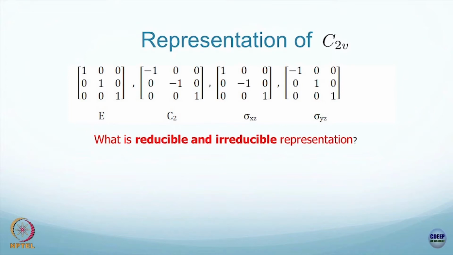So, as shown on the screen, I have put in the identity element. Looking at how it operates on the x, y, z components of your position vector, C2 will be diagonal elements: the x component will become minus x, the y component will become minus y, and z will not change.